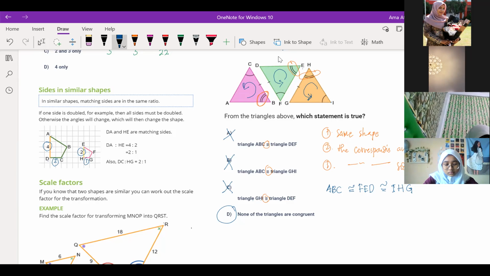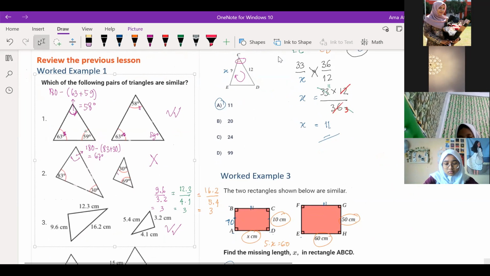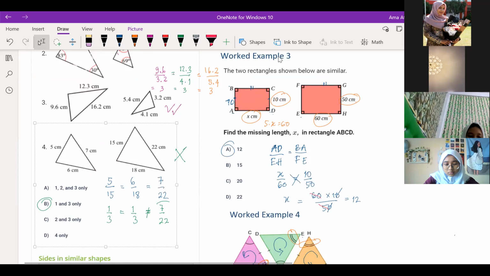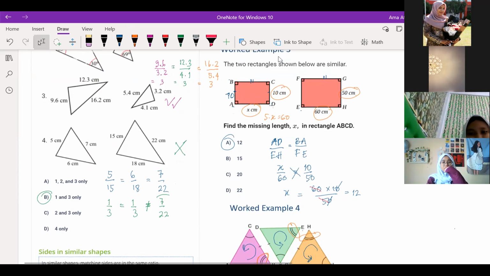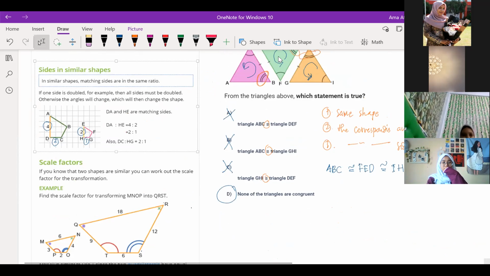Later on, we can say this is the scale factor. What is the scale factor? Look at work example number 1, for number 3. You can see here that the ratio of the matching sides are all the same, 3, 3, 3. And later on, 3 is called the scale factor.